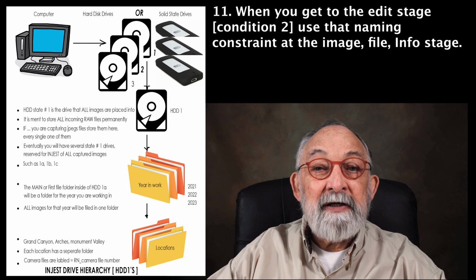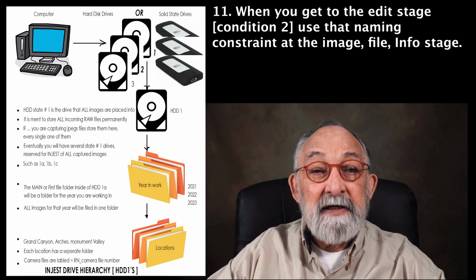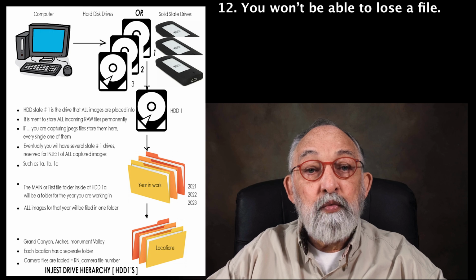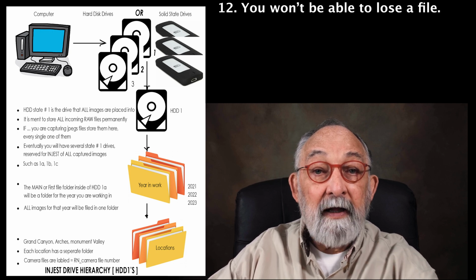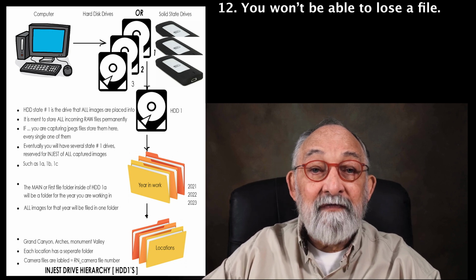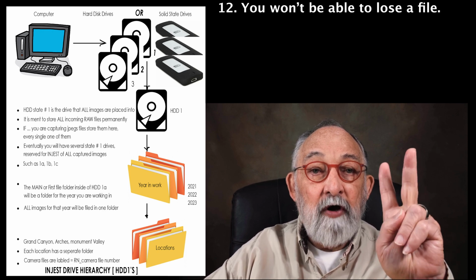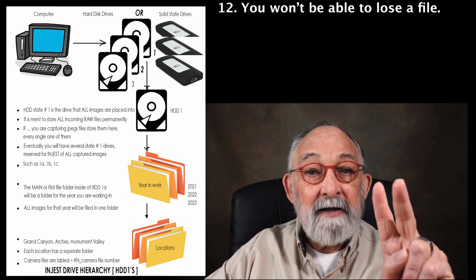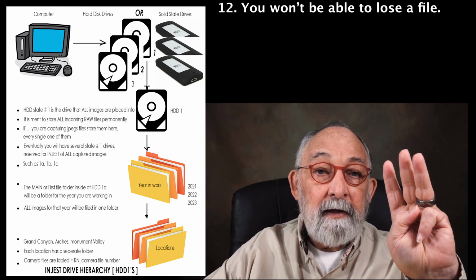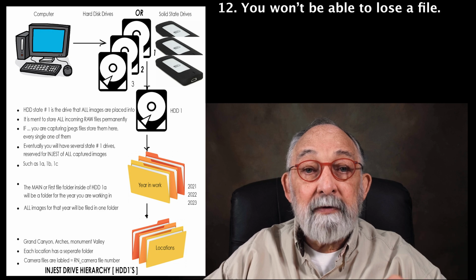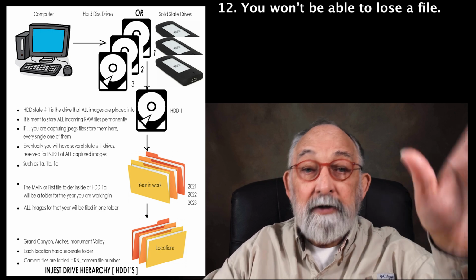Now, when you get to the edit stage, or we're going into condition number 2, use that naming constraint as the image file info stage. You won't be able to lose a file. I'm not kidding. You can find them. If you know what year you shot it, if you know the location you shot it, if you know the name of the place you were at and the day and the time, you're going to find it.